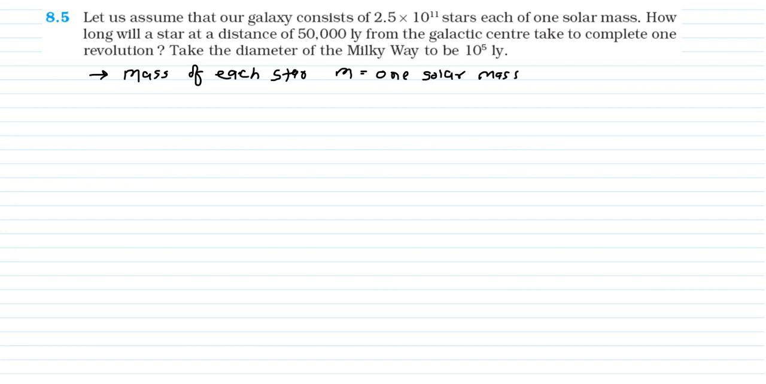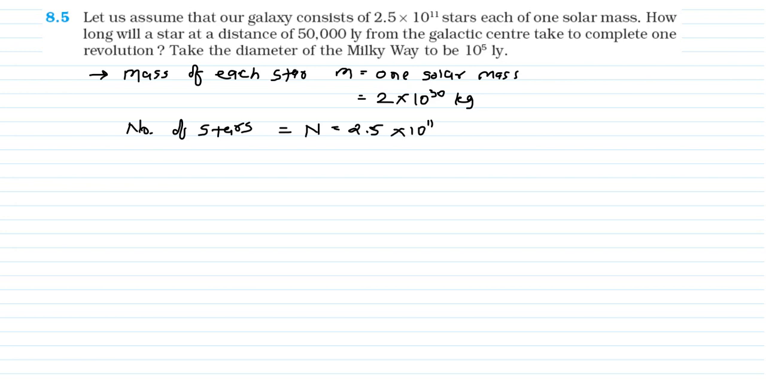So, you should know the mass of 1 solar mass, that is 2 into 10 raised to 30 kilogram. It is the mass of the sun. The number of stars in the galaxy, that is n, is equal to 2.5 into 10 raised to 11.